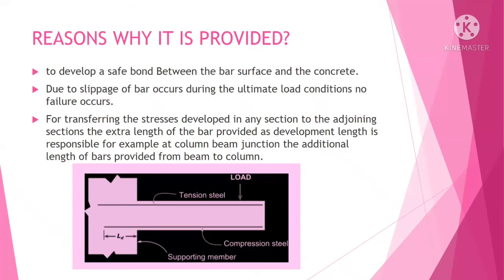Failure will not occur if you provide the development length for transferring the stresses developed in any section. We use the development length also to transfer the stresses from one section to the other adjoining section. The extra length of bar provided as a development length is responsible for this. For example, at this column and beam junction, the embedded length, the additional length we have provided between beam and column, will transfer the load of the beam to the column. That is a very important scenario. You can see this in this particular picture.